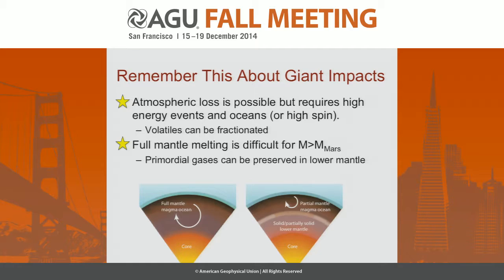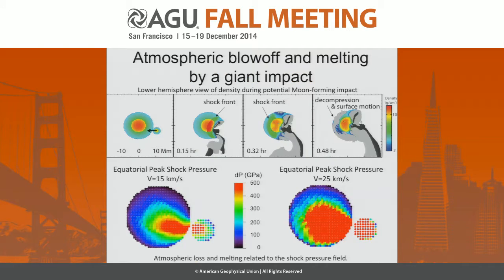And second, full mantle melting is quite difficult on larger protoplanets, and I will go through the details of that. And this is the mechanism that we proposed in order to be able to preserve primordial noble gases in a portion of the lower mantle. And so I'm emphasizing that it is quite difficult to make a full mantle magma ocean during a giant impact.